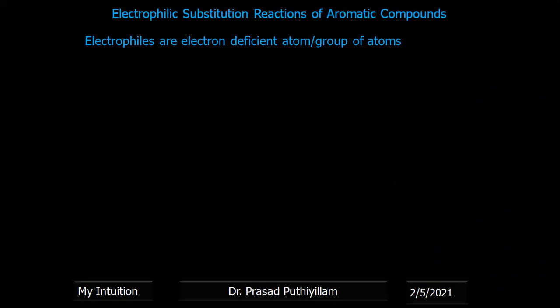So electrophiles are electron deficient atoms or groups of atoms. That means they have a positive charge or they have electron deficiency. So in general, an electrophilic substitution reaction of an aromatic compound can be represented as benzene reacts with an electrophile to give electrophile substituted benzene with the removal of a proton. Here in benzene I represented one hydrogen, though all carbons have equal hydrogens, just to show the removal of a proton.